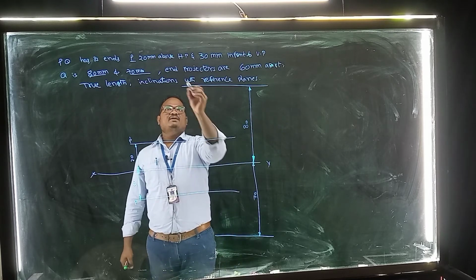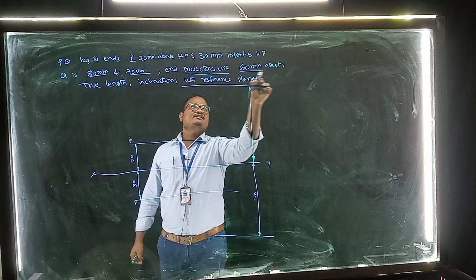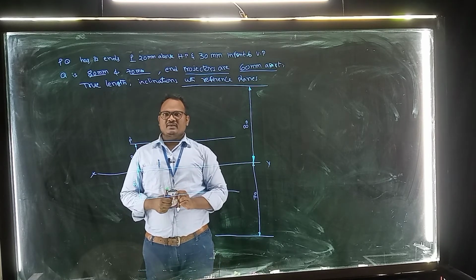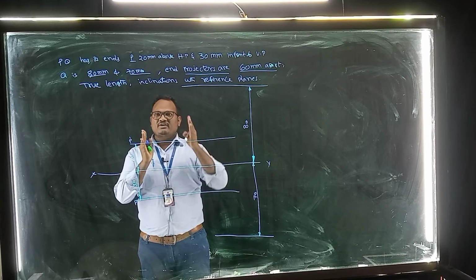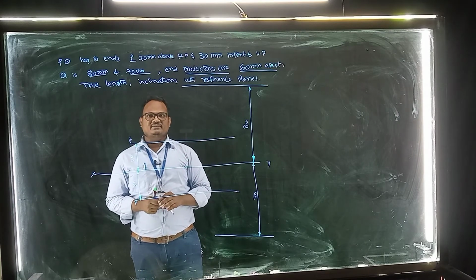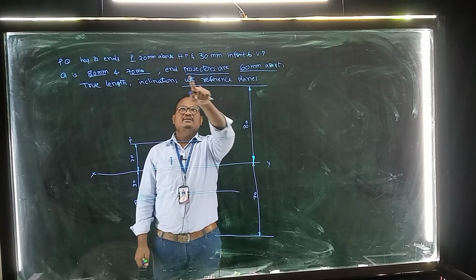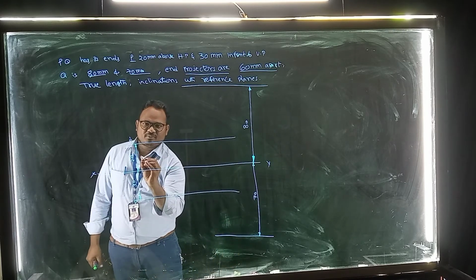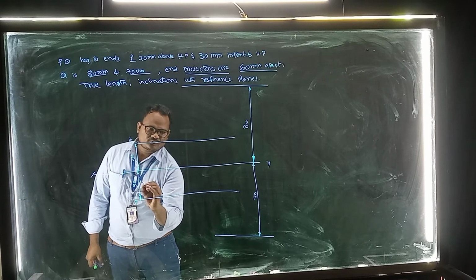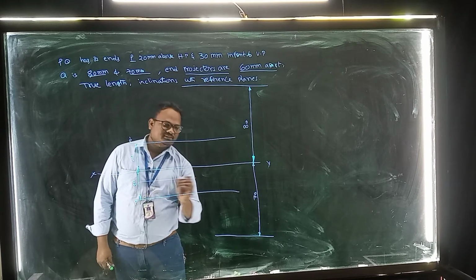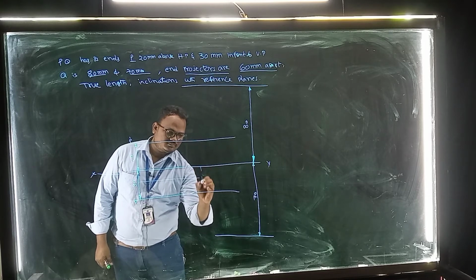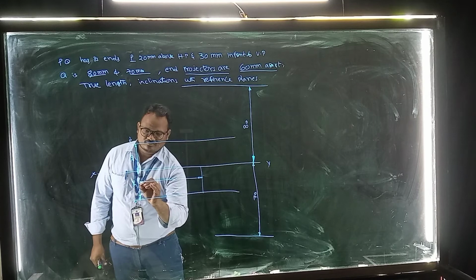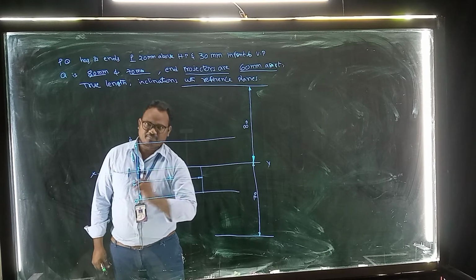So he gave that end projectors are 60 mm apart. That means in between 60 mm, the final front view and final top view are going to be inserted. That is the meaning behind the end projectors being 60 mm apart. That's why from here take 60 mm length. So this is 60 mm.